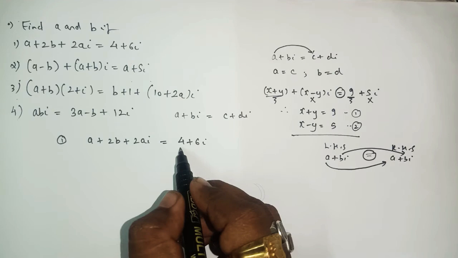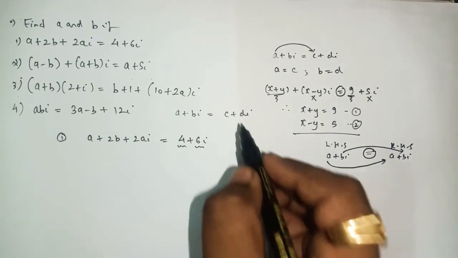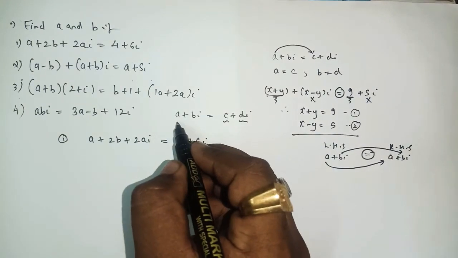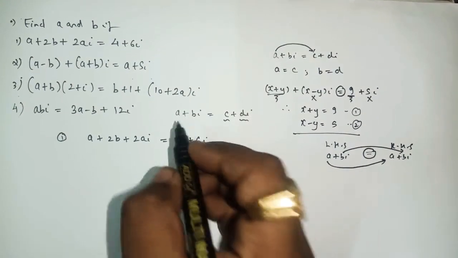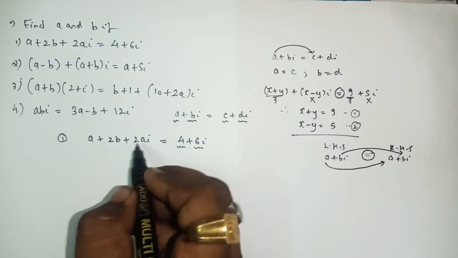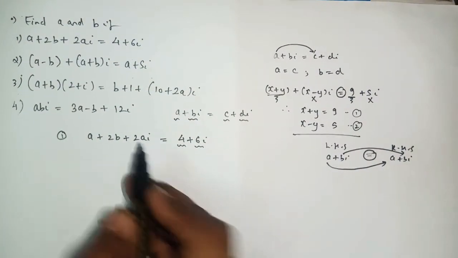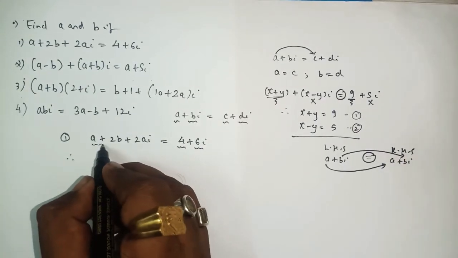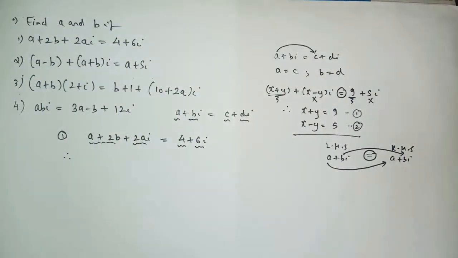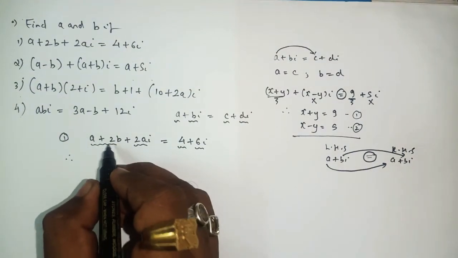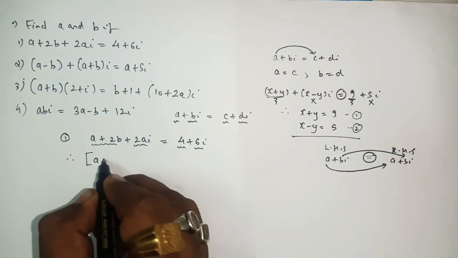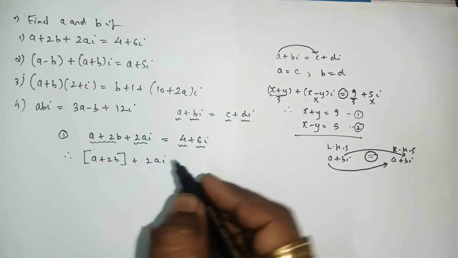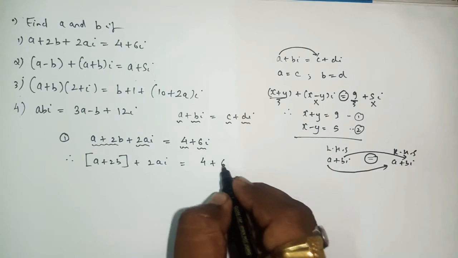As clearly we can see that in the right hand side we have the format c plus di, yes or no. Now we have to convert the left hand side part as a plus bi. But here we have three terms. In those three terms, clearly we can see that two terms are without i and one term is with i. So the terms without i we will keep in one bracket, and we'll separate the i part, equal to 4 plus 6i.